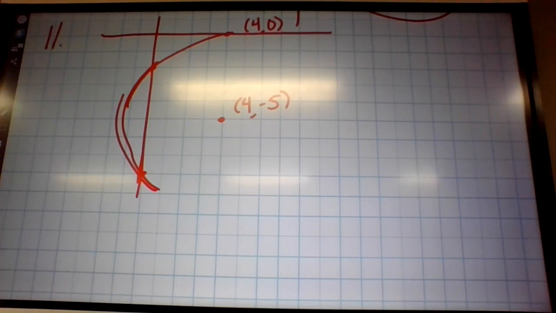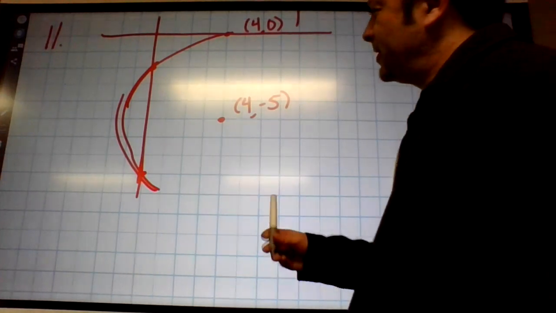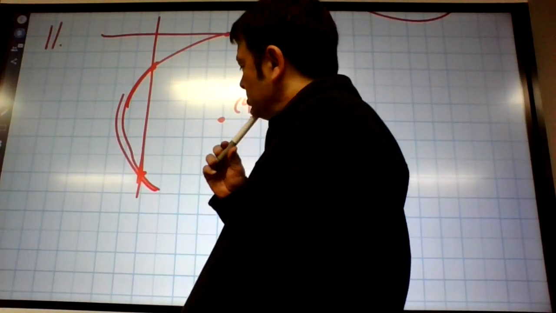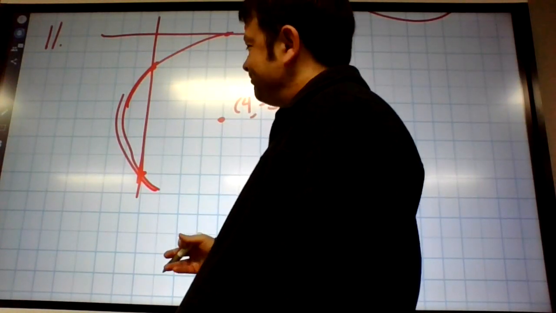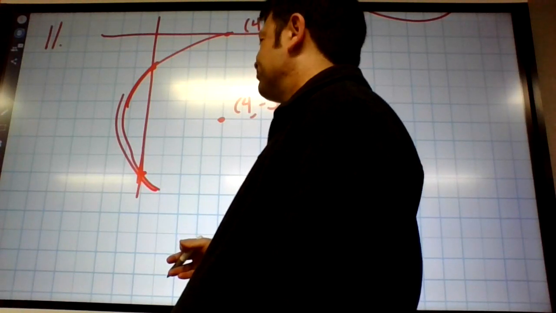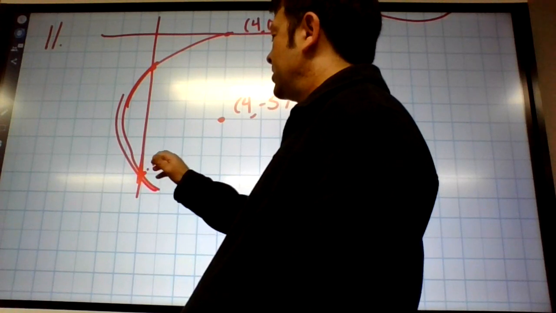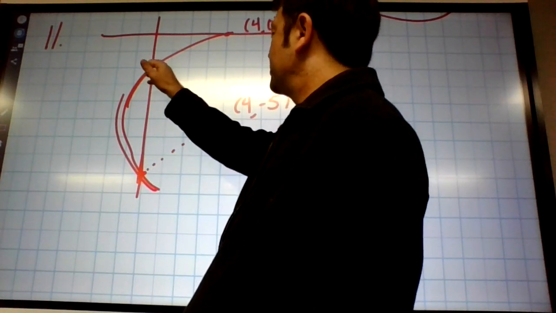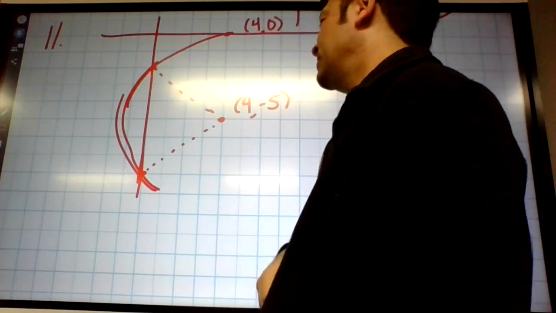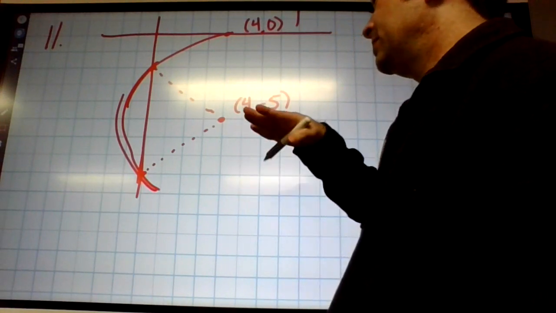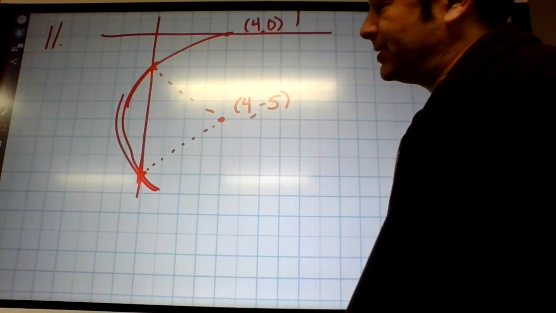I'm trying to figure out if I can explain why it's at -5 better. Well, you think of it, it's got to be equidistant from those two points. So it's kind of like halfway between them. The y value would be halfway between them. I don't know.